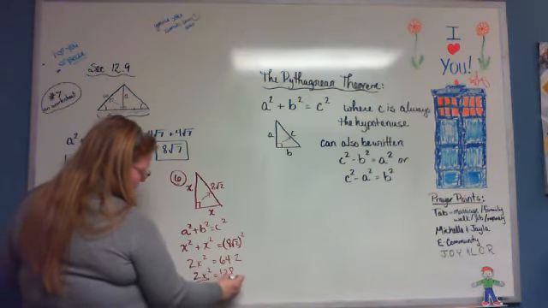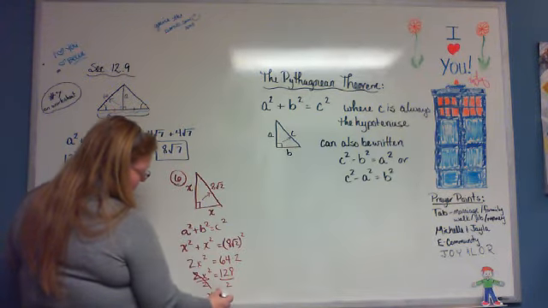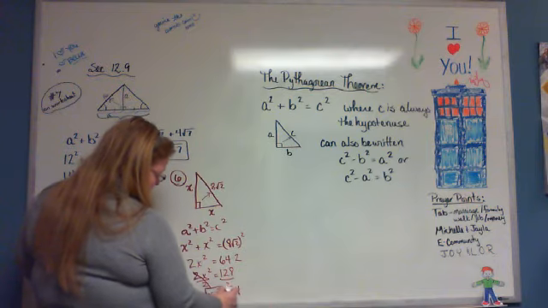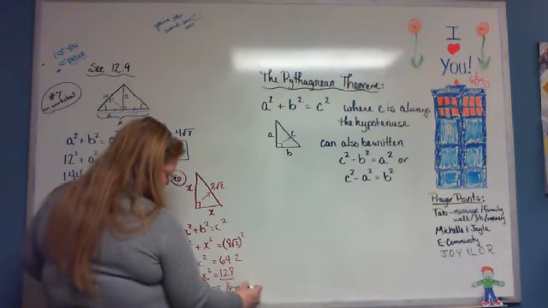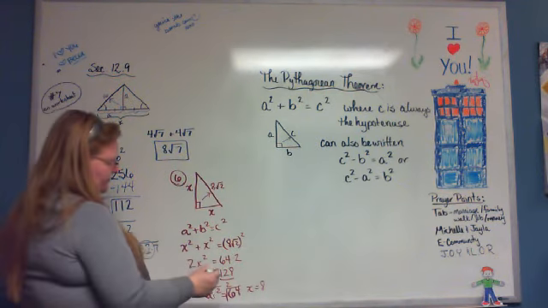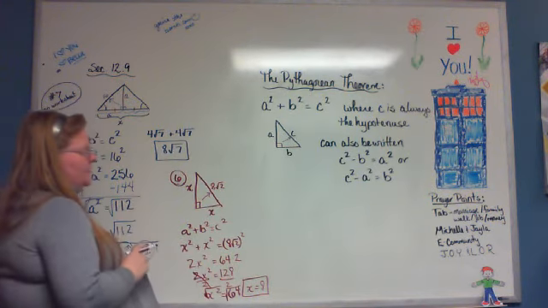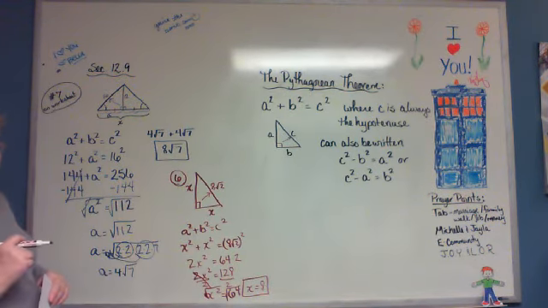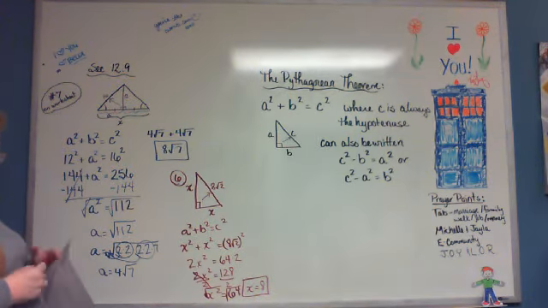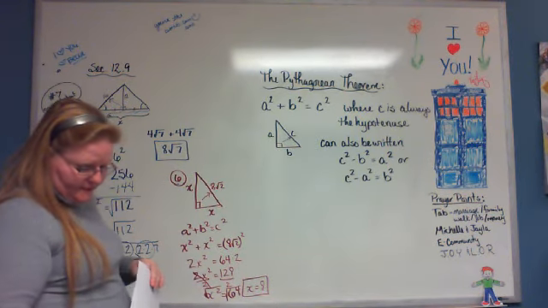Divide both sides by 2. X squared is equal to 64. Take the square root of both sides. X is equal to 8. Which means this side is 8 and that side is 8. There is nothing you need to plug this into. One more problem. Number 10.